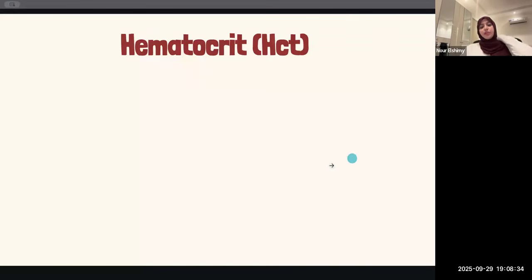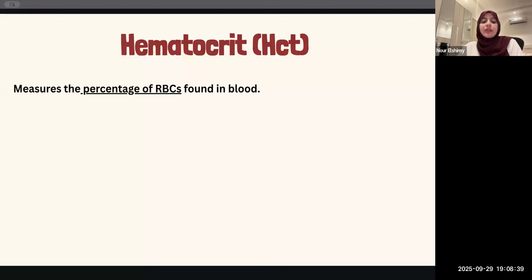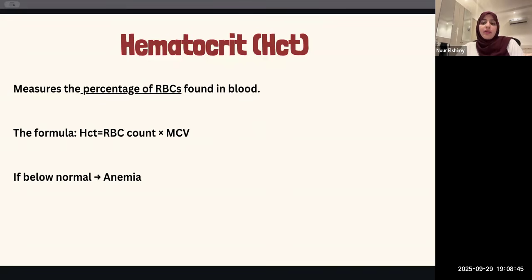All right. Hematocrit. Now, hematocrit tells you the percentage of red blood cells found in blood, or the amount of red blood cells proportional to the blood. And this is a formula for you to calculate hematocrit. I don't think it's relevant. I don't think you're going to need it, but just keep it in the back of your head. Hematocrit is basically the red blood cell count times MCV. We're going to talk about MCV. It's basically the average cell size of the red blood cell. And again, if it goes below the normal range, this tells us that this person has anemia.